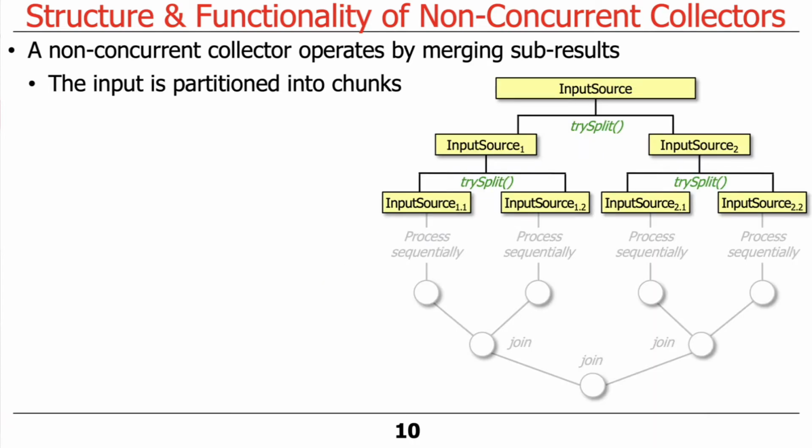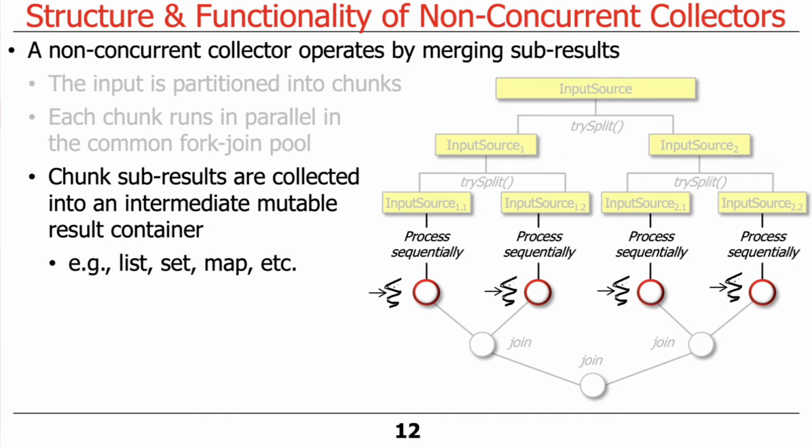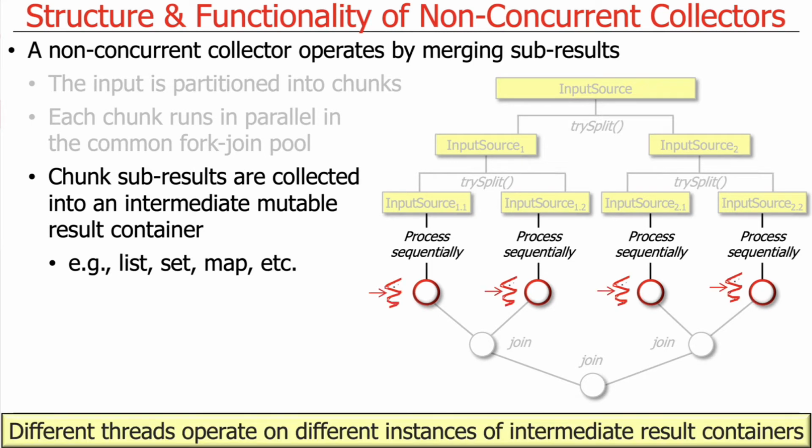So recall how things work with Java streams in general, especially parallel streams in particular. We start by taking the input and we partition the input up into chunks, and then we hand those chunks off to the worker threads in the common fork join pool, and they do their thing, and then after they're finished, those are collected into intermediate mutable result containers, such as a list of some kind, or a set of some kind, or a map of some kind. So you'll have a bunch of these for each of the subresults.